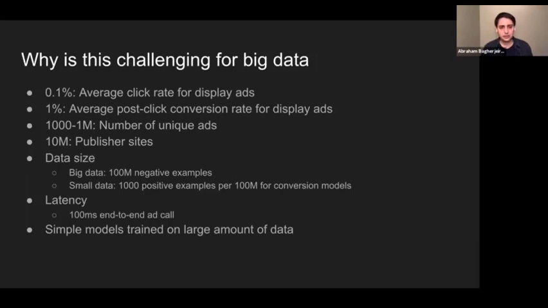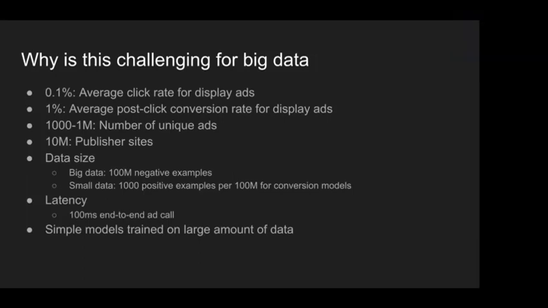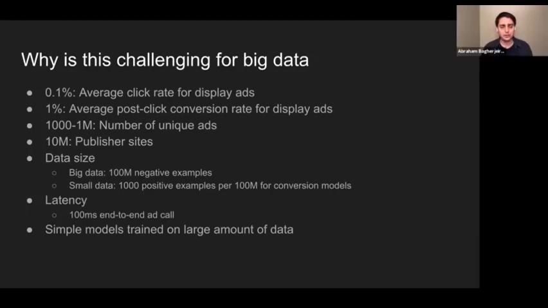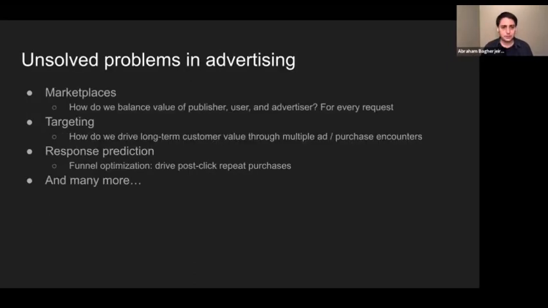And this is a challenge for big data and machine learning because of the rate of click. Very few people click on ads. So 0.1% click rate on impressions is the average. After a click, there's about a 1% chance that people will buy something. So if you distill that, you have a big data problem in terms of handling all this data, but you also have a small data problem, which is that you have very few positive examples. So how do you get all those different things to work within the latency?